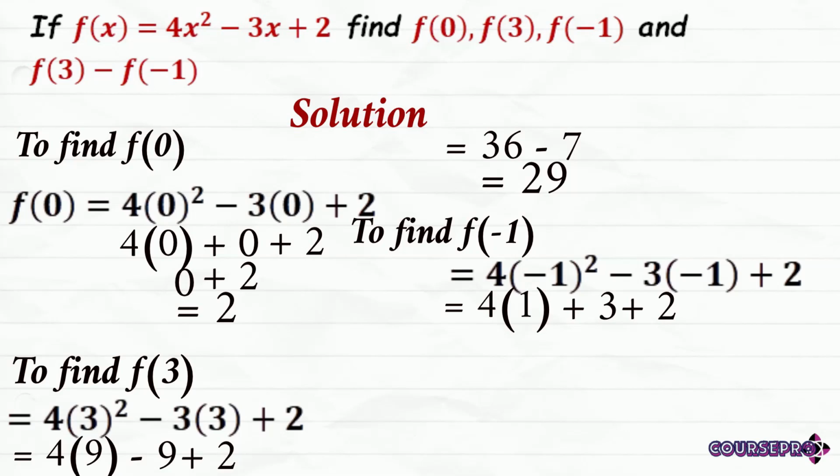Now, 4 times 1, we have 4. 3 plus 2, we have 5 here. So you add this, we have 9. So f of minus 1 is 9.